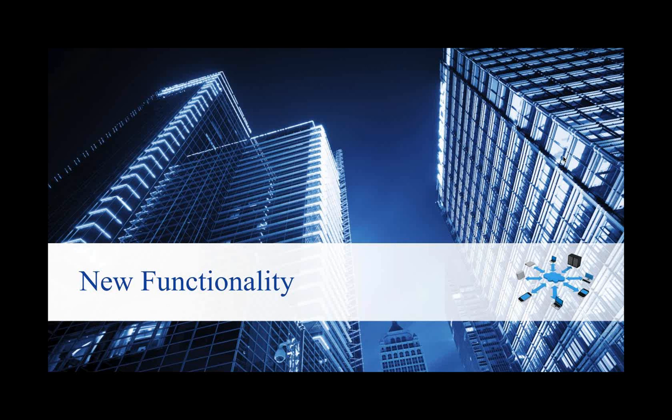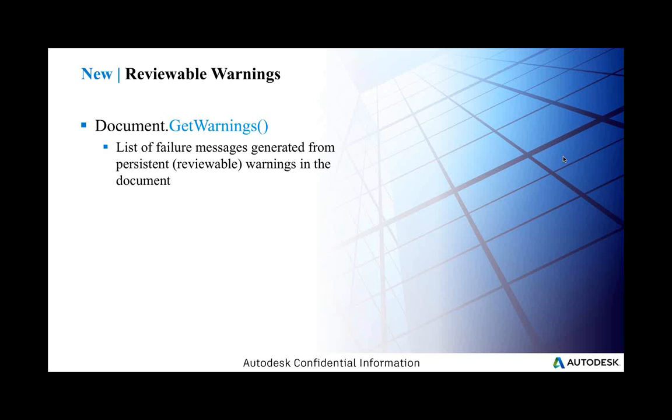All of the rest is now new functionality. So this is where exciting stuff comes in. The first item is not all that exciting. The Document get warnings method simply gives a list of failure messages that are generated from the persistent warnings in the document. They were visible to the user, and many application developers requested them, so this became quite a highly listed wish list item and was very quickly implemented.